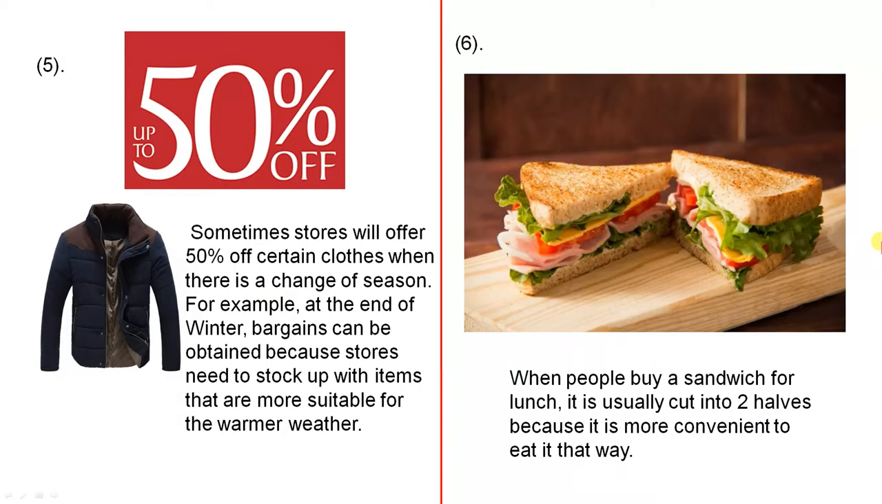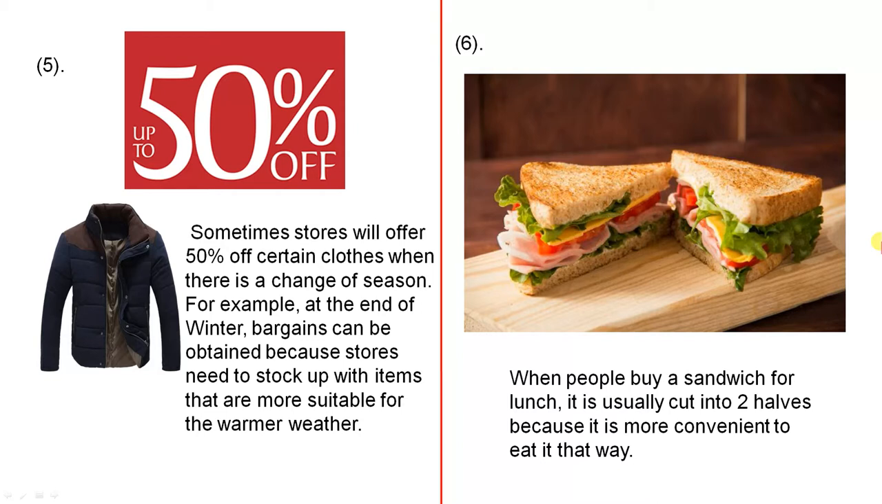Example 5. Sometimes stores will offer 50% off certain clothes when there is a change of season. For example, at the end of winter, bargains can be obtained because stores need to stock up with items that are more suitable for the warmer weather.